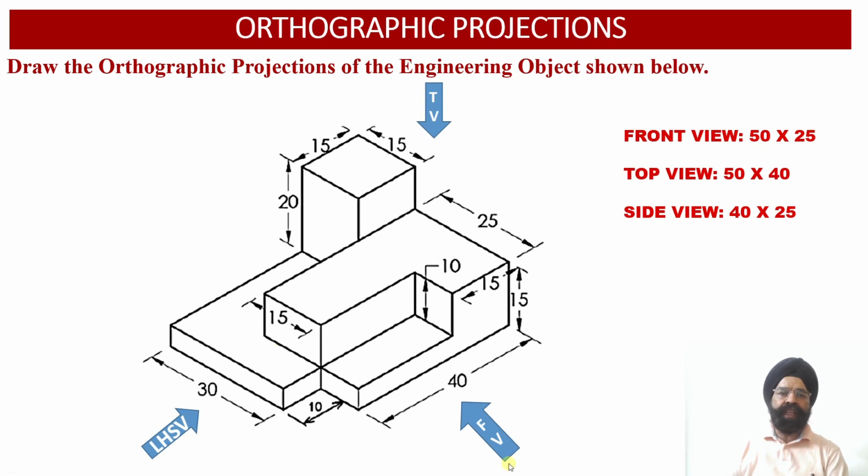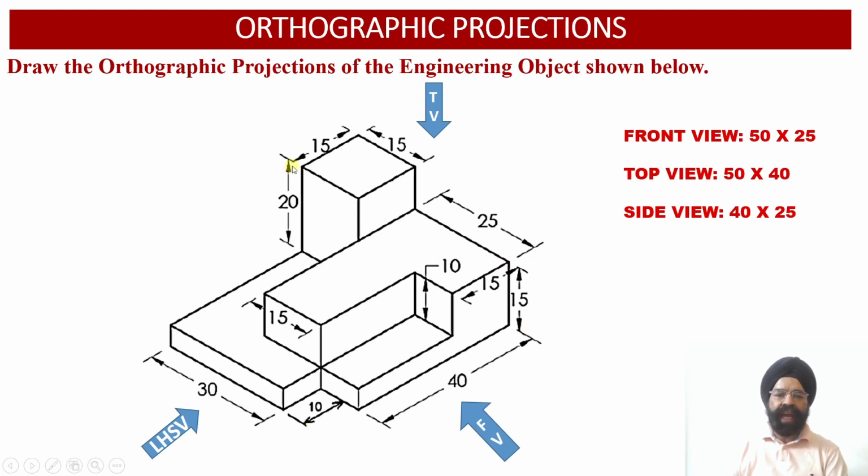In order to obtain the orthographic projections of the solid, we are required to obtain the dimensions of the front view face, the top view face and the left hand side view face of the solid. Now as we are going to look at the solid from the front view orientation, we observe that the width of the solid is equal to 50 millimeter, that is 40 millimeter plus 10 millimeter, while the height of the solid has not been provided to us directly.